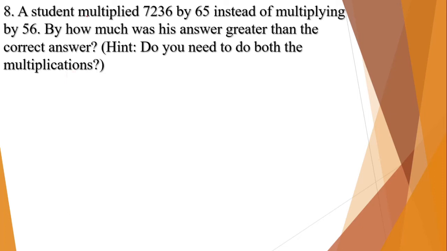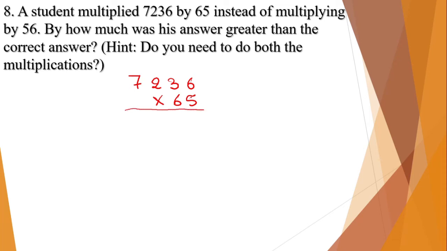Now, there was a student and he multiplied 7,236 by 65, but he should have multiplied it with 56. So now, we should find the difference between the correct answer and the wrong answer. The hint is that we should do both the multiplications, the correct multiplication and the wrong multiplication also. Now let's do the wrong multiplication first. So the wrong multiplication is 7,236 into 65.